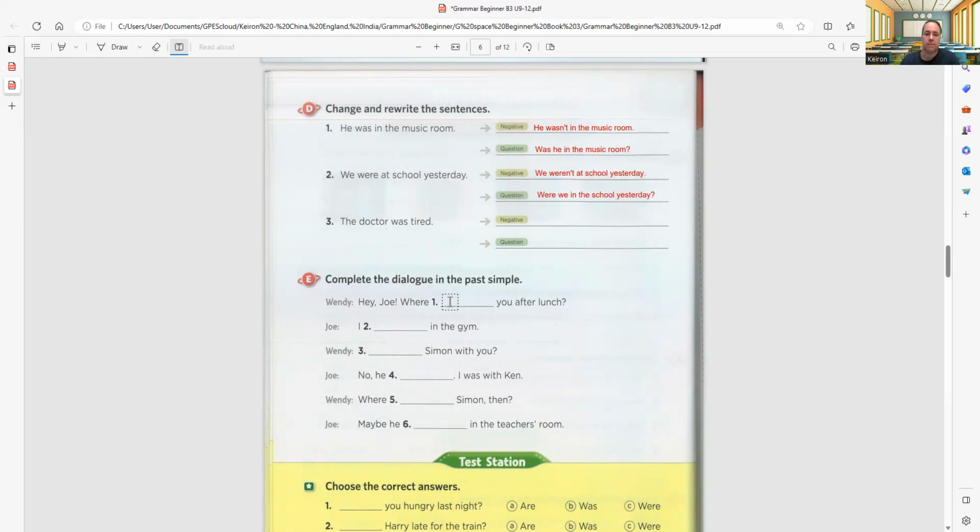All right. The doctor was tired. Okay, so the opposite. The doctor wasn't tired. Now, put the form of be in front. Was the doctor tired? Okay, there we go. So the doctor was tired. The doctor wasn't tired. Was the doctor tired?